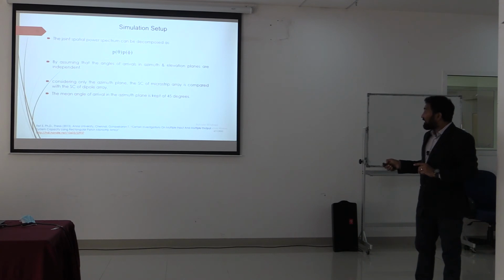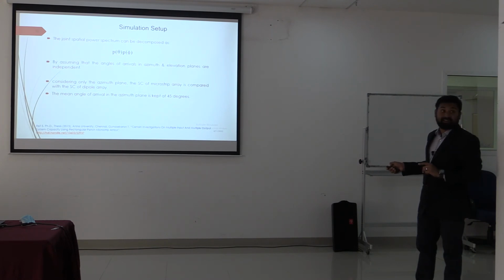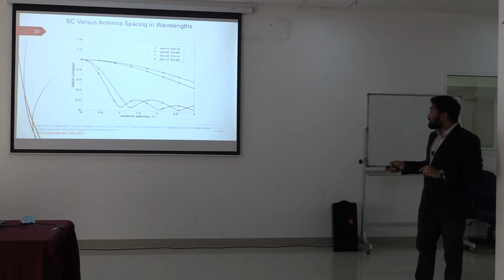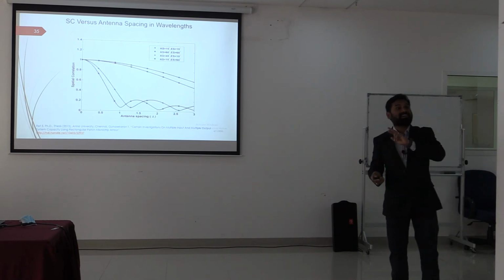Then using that, we are calculating the simulation setup by calculating the joint spatial power spectrum. One is with respect to the zenith angle, another one is with respect to the azimuth angle. One is for the electric field, another one is for the magnetic field. So this is the model we have done with respect to the spatial correlation, increasing the spacing from 0.5 to 1 lambda, 1 to 1.5, 1.5 to 2, up to 3 lambda distance with different azimuth and elevation spectrum. We found that an azimuth angle of 45 degrees and elevation of 10 degrees, with antenna spacing at 1 lambda and 1.5 lambda, outperforms the other scattering parameters.